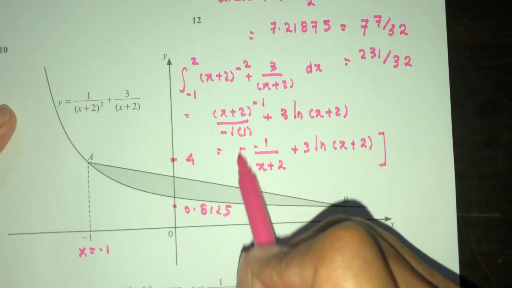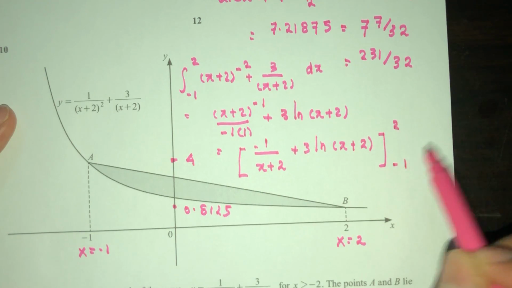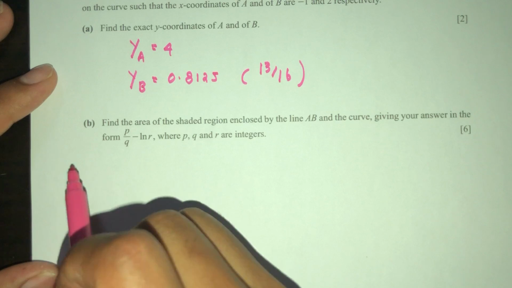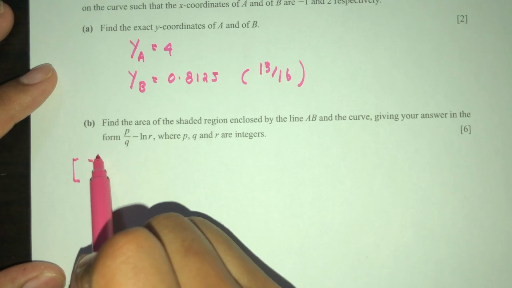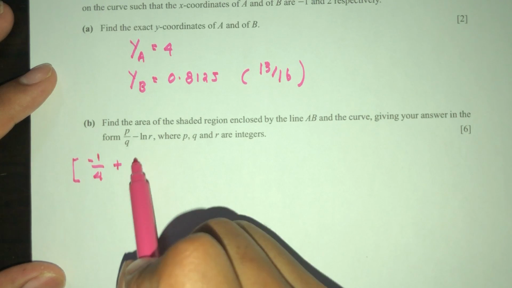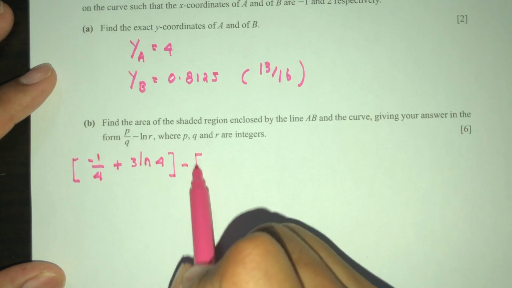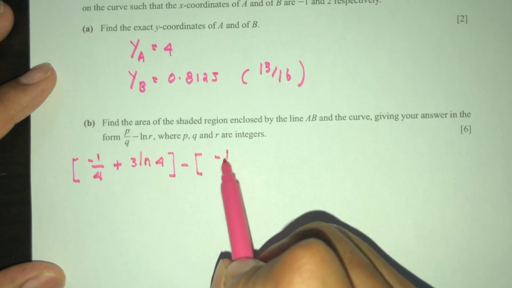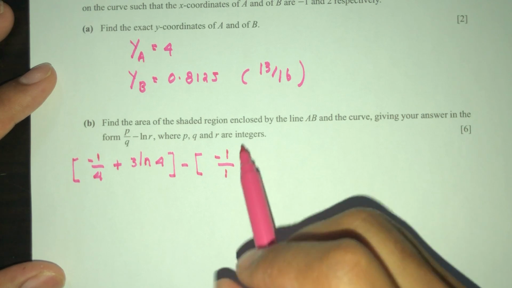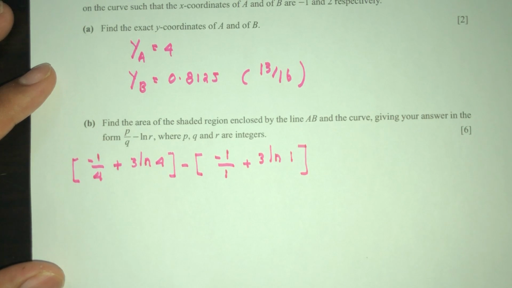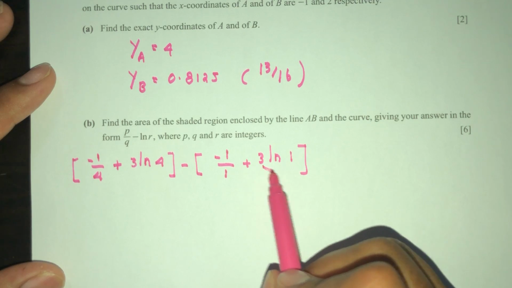Obviously limits of 2 and 1. Let's bring this here and solve one by one. So when you replace 2 in this, that will become what? Minus 1 over 4 plus 3 ln of 4 minus, that will be minus 1 over the value of 1 plus 3 ln of 1. Now we have to know ln of 1 is 0, so this will become 0.